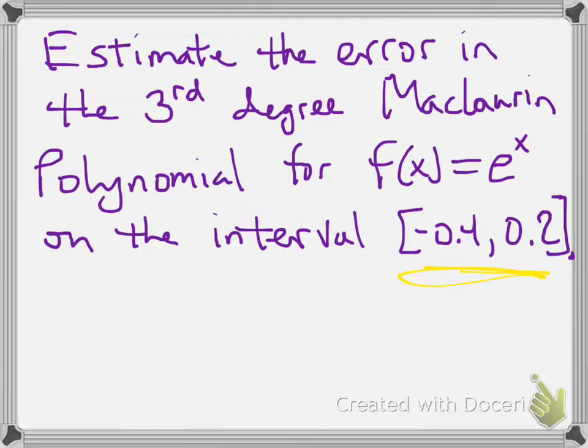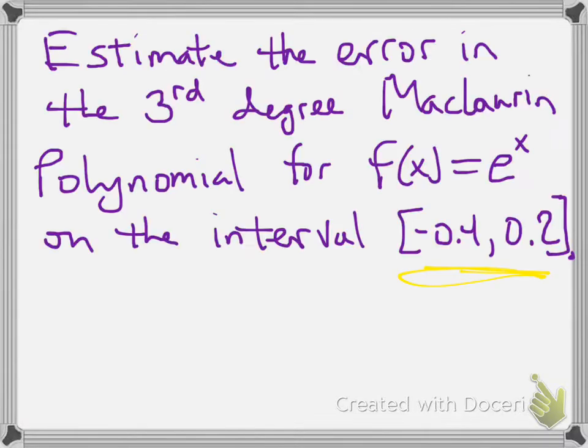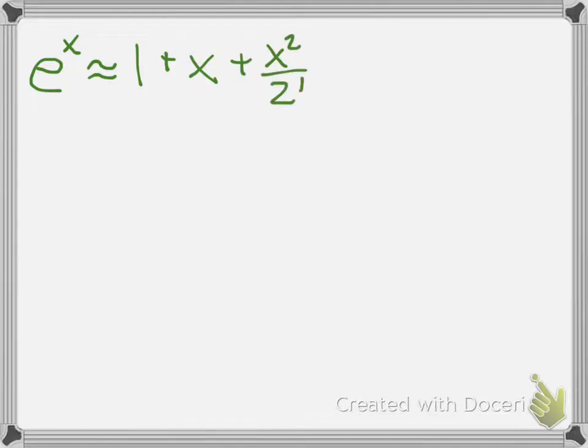Okay, so hopefully this will clarify some of the issues that we have. Well, first of all, we're going to need an approximation, or rather a third degree Taylor polynomial, right? Third degree Maclaurin polynomial. And let me get a little darker pen here. So e to the x with a third degree is going to be 1 plus x plus x squared over 2 factorial plus x cubed over 3 factorial. That's our third degree Maclaurin polynomial for e to the x.